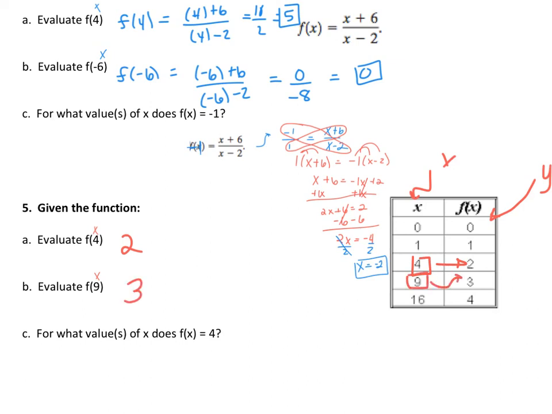And then last but not least, for what values of x does f of x equal 4? So we go to our table. f of x equals 4 right here. I go backwards. It's basically saying I plug in 16 to get 4. And that's your final answer.